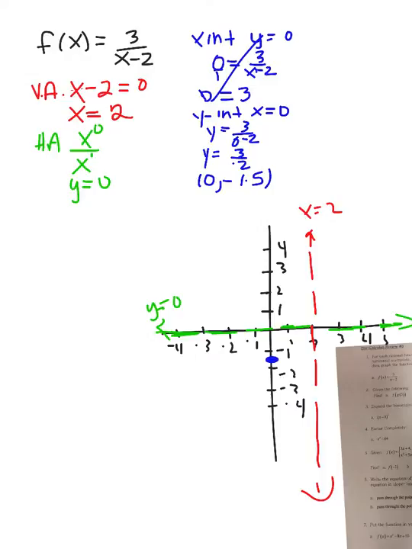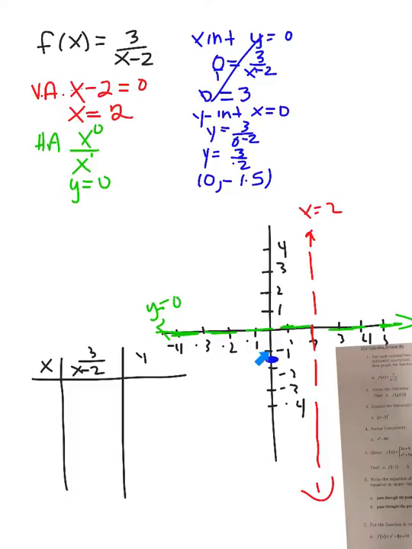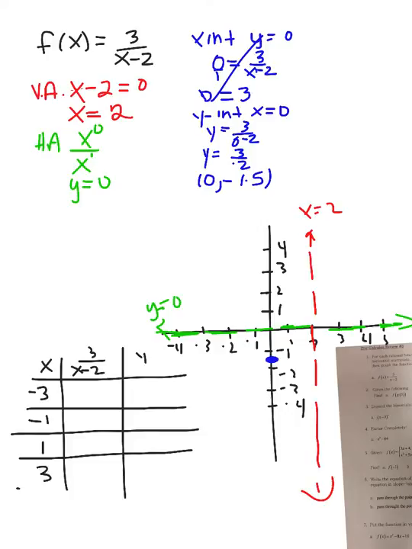So I'm going to make a little table of values. So I have an x column, 3 over x minus 2, I'm going to evaluate, and y. So let's see. Let's take a point to the left of this. So let's do negative 3 and negative 1, and then we'll do 1. And let's see what's happening on the other side. So we'll do 3 and 4. Okay, so we're going to plug our x's in.